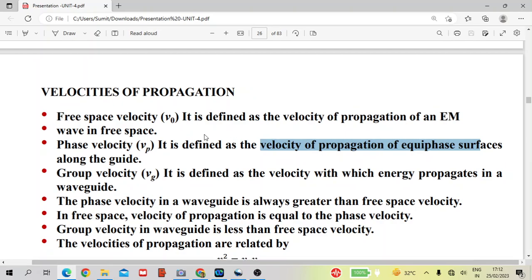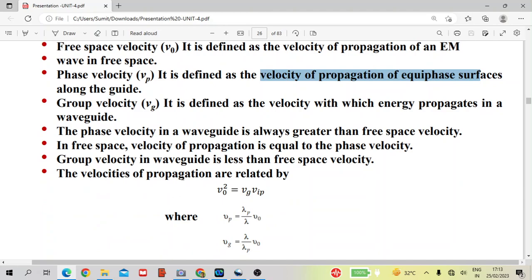And the phase velocity is always greater than the free space velocity, and in free space the velocity of propagation equals the phase velocity. That is the condition in free space. Group velocity in a waveguide is less than the free space velocity, but the product is always constant. Group into phase equals c square, the free space velocity square, and the velocities of propagation are related by this. As I was telling just now, the free space velocity square, v0 square, could be c square, is group into phase.